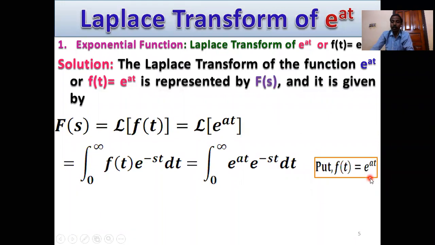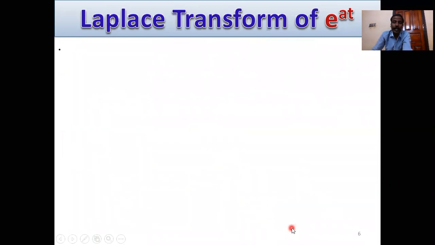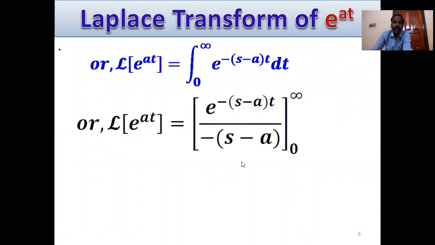Put f of t equals e to the power at, then we get the Laplace transform of e to the power at. This is our target. The Laplace transform of e to the power at equals the integral from 0 to infinity of e to the power minus (s minus a) t dt. Then integrate. What is the integration?